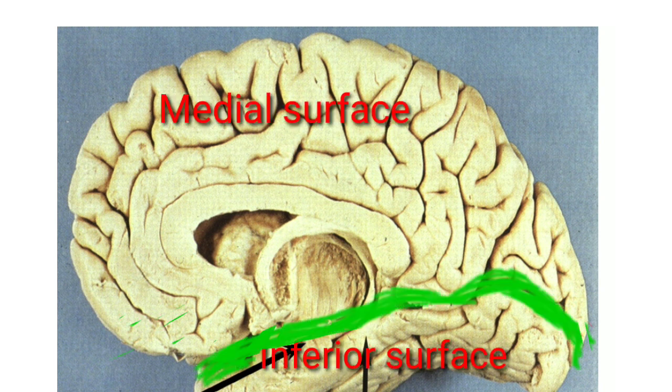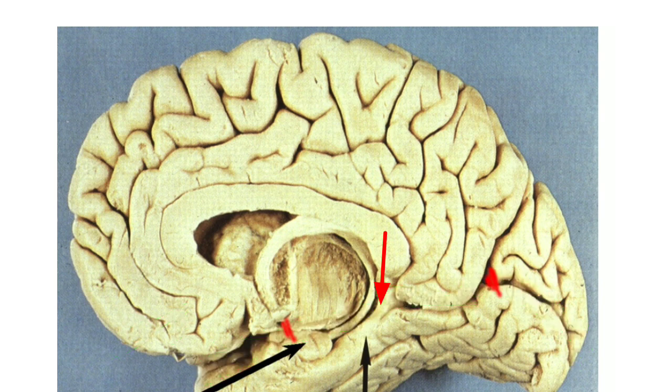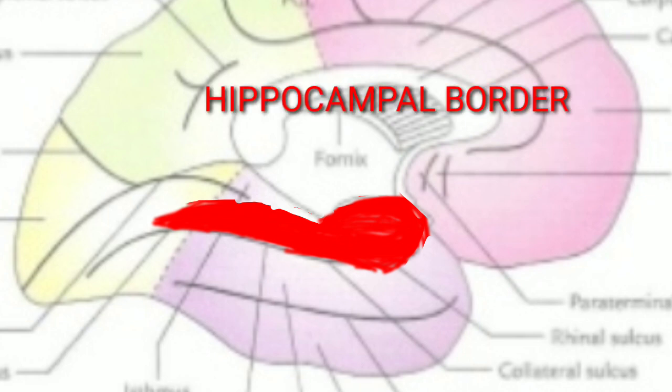It is subdivided into three parts. The medial orbital border intervenes between the orbital and medial surfaces of the frontal lobe. The medial occipital border intervenes between the tentorial surface and medial surface of the occipital lobe. And the hippocampal border lies between the previous two. The uncus and parahippocampal gyrus form the hippocampal border.